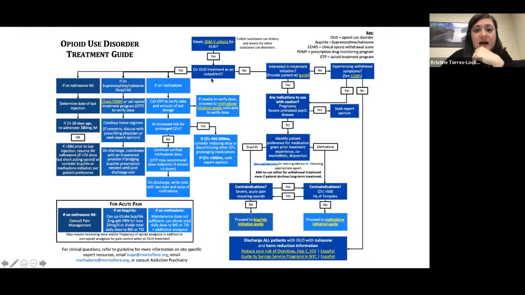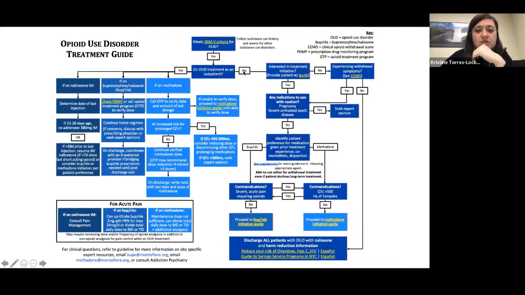And then it asks, are they already on treatment? If they are on treatment, they can either be on naltrexone, and it goes through a pathway of what to do if that's the case. If they're on Suboxone, it goes through the pathway of what to do if that's the case. And same with methadone. And then there's a little bit of guidance for what to do if they come in with acute pain, and how you can change their dosing based on that.